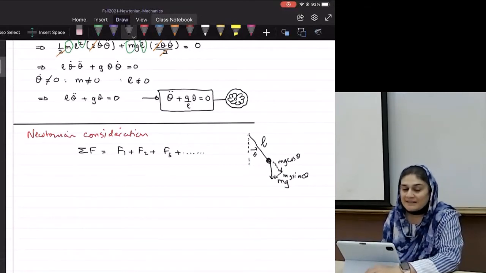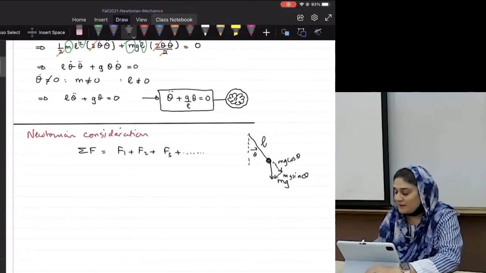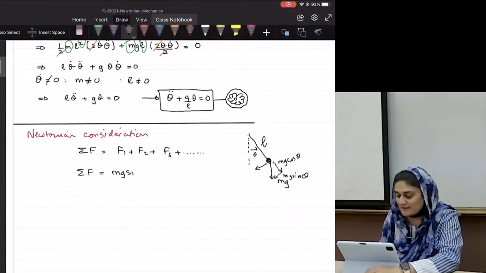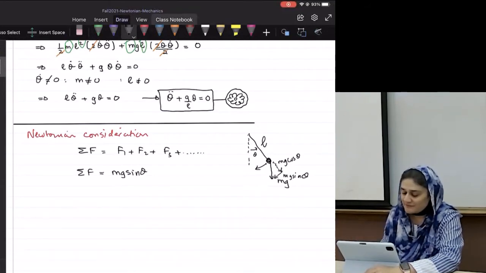What's the force acting in the direction I want? Well, this is the direction I want. What's the force acting in this direction? Very good. So it will be mg sine theta with a plus or a minus. I chose this direction positive, going up positive, so I'm going to get negative.